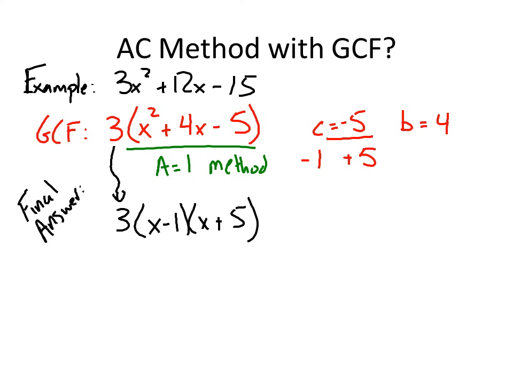So again, this is just showing you to make sure you look for the GCF anytime before you start the AC method. It could lead you back to the a equals 1 method. It could let you do the AC method a little bit easier. So hopefully with this video, you can now successfully use the AC method.